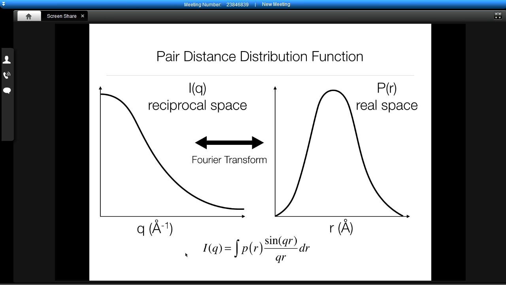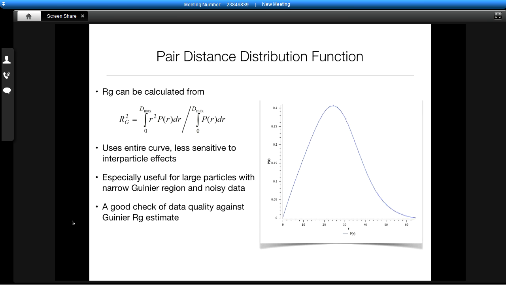What we use actually instead of a direct Fourier transform is something called an indirect Fourier transform, and this is the basic form of the equation that it satisfies. So there's some software that will perform these for you, and so this is how you can get your P of R curve. So there's a few things that you can get from your P of R curve.